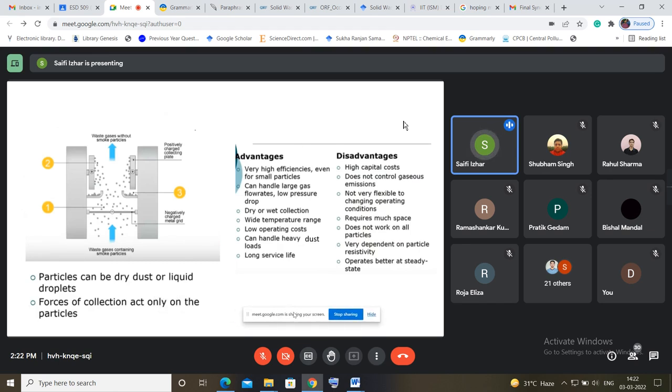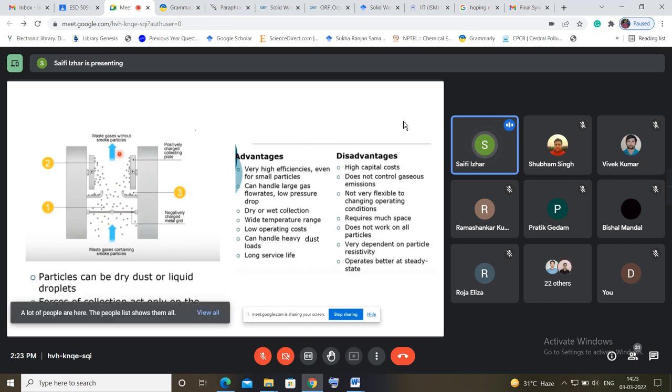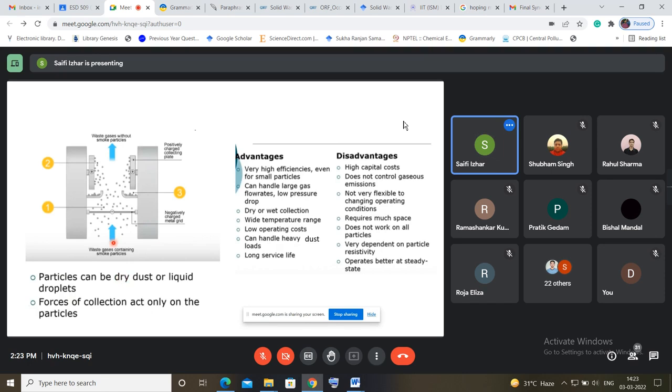In this, the particles can be dry dust or droplets. So this is an advantage. Electrostatic precipitators can be used in combination with a scrubber, and generally the electrostatic precipitator is a final step process. It is not used as a preliminary cleaning process. Before this, you may have a gravity settler or cyclone separator in order to remove the coarser particles and allow the finer particles to pass through this electrostatic chamber, and you remove the fine particles.